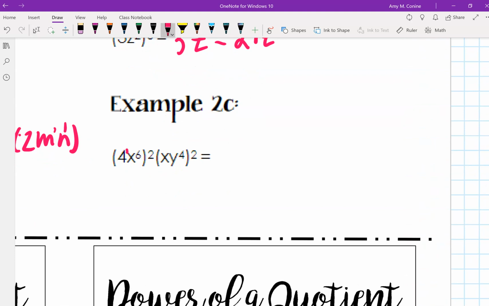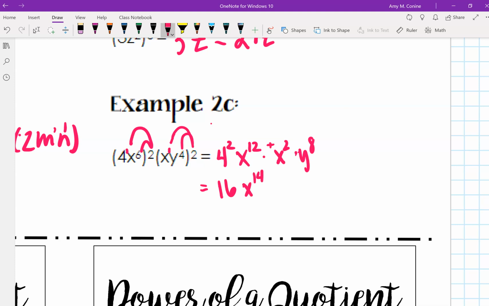So again, this is 4 to the first power, x to the first power. If you're unsure, if there's nothing there, put the 1 in there. So now exponent to exponent, you have 4 squared. Exponent to exponent, you have x to the 12th, 6 times 2. Now both of these are also being multiplied, so now you have x squared, and then you have y to the 8th. So now simplify, 4 squared is 16. x, same bases, multiplying together, it means you can add the exponents. Now we have x to the 14th, and then y to the 8th. So that's our answer for that one.